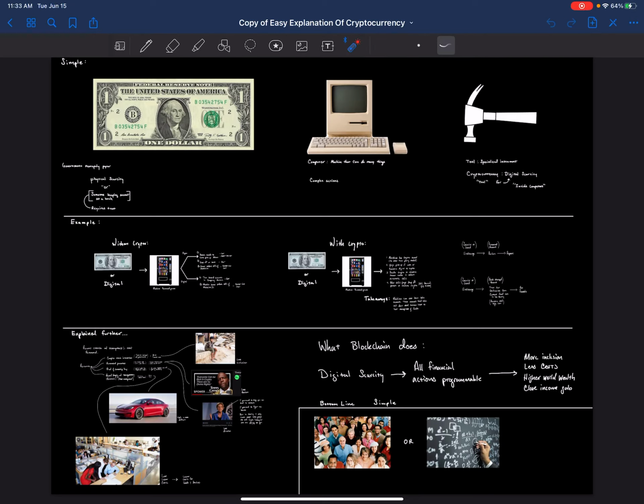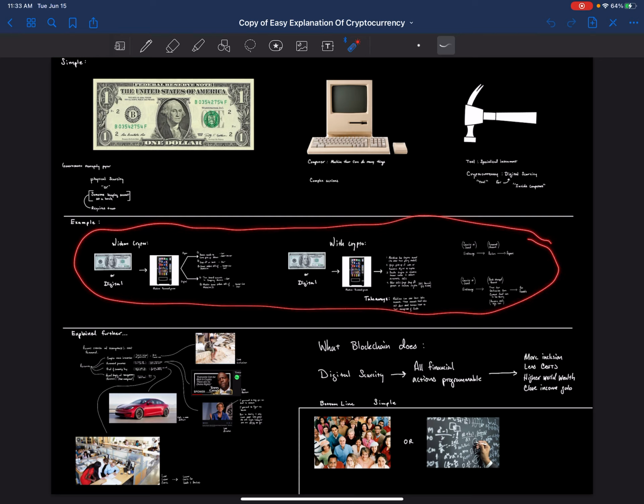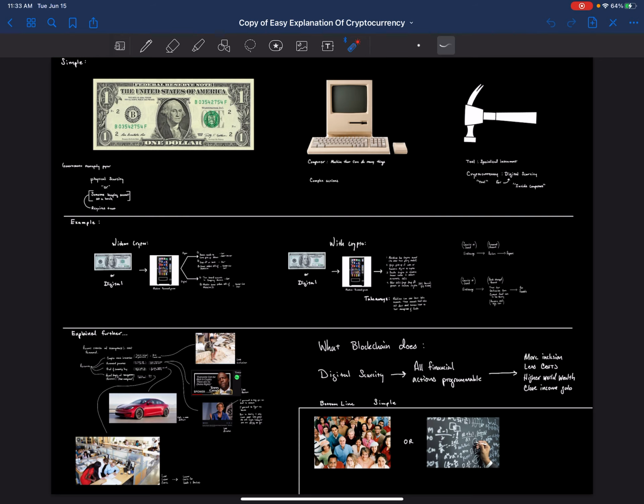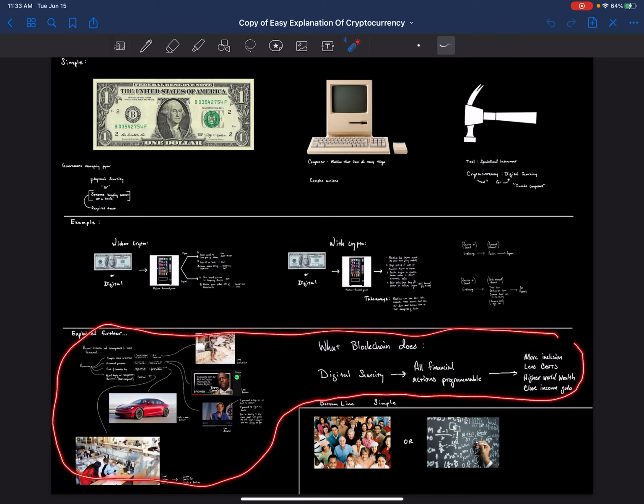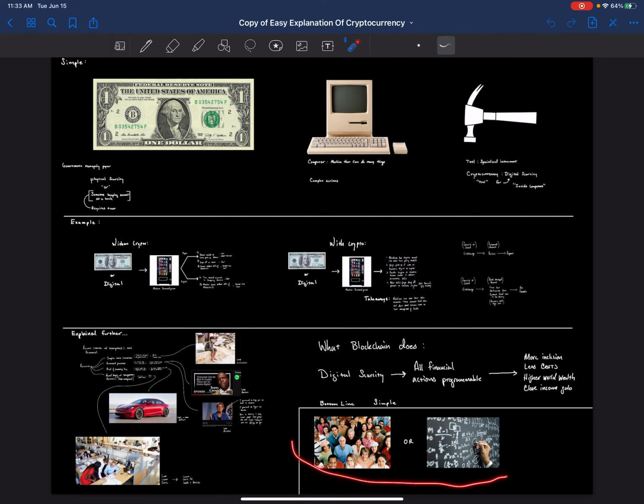Today, we're going to explain cryptocurrency in the easiest explanation that I can come up with. And so this is going to be the easy explanation. This is going to be an example that's a little more advanced. And then the most advanced explanation will be here. And then I'll go into a very, very simple summary at the end.